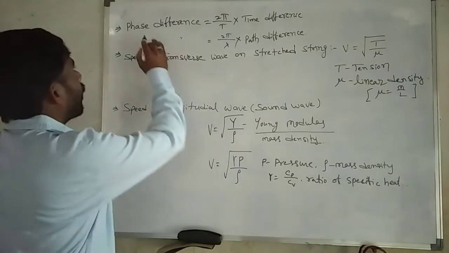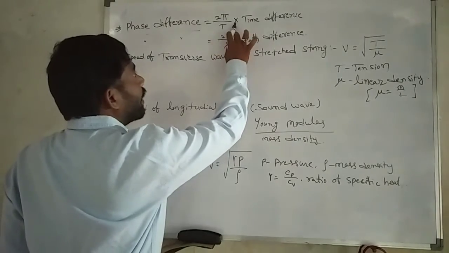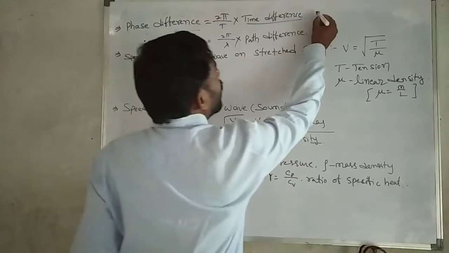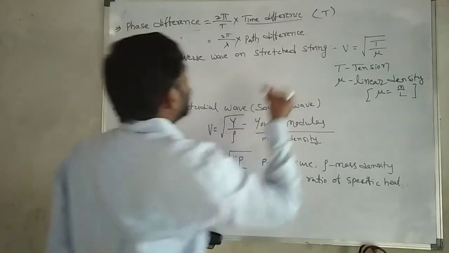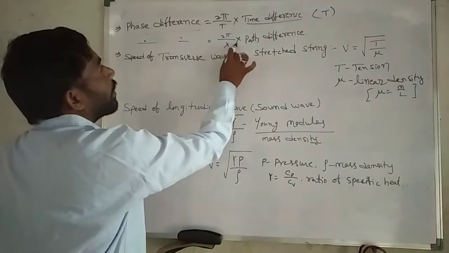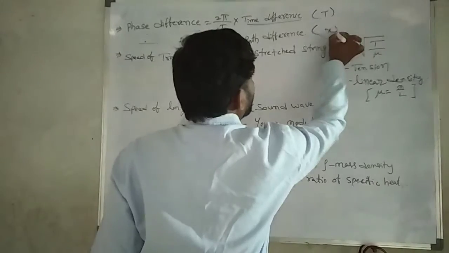First one is phase difference. That one is 2π by T into time difference. Next one is in terms of time t. Next, phase difference equal to 2π by lambda into path difference. It is in displacement x.